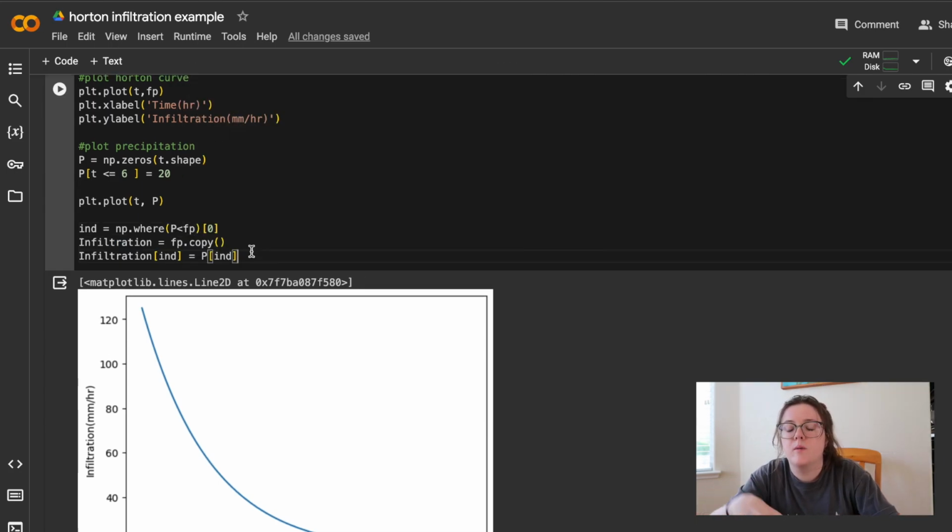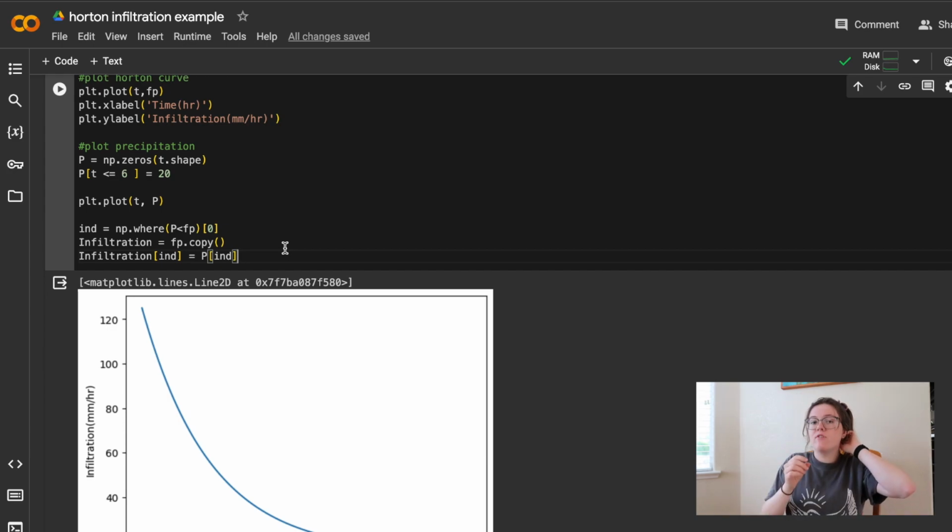So what I did here, there might be different ways of doing this, is I made a copy of our Horton curve, that FP that we defined earlier. I made a copy of that and called it infiltration. And then everywhere that our precipitation is less than our capacity curve, I set the copy of our capacity curve values equal to the precipitation values.